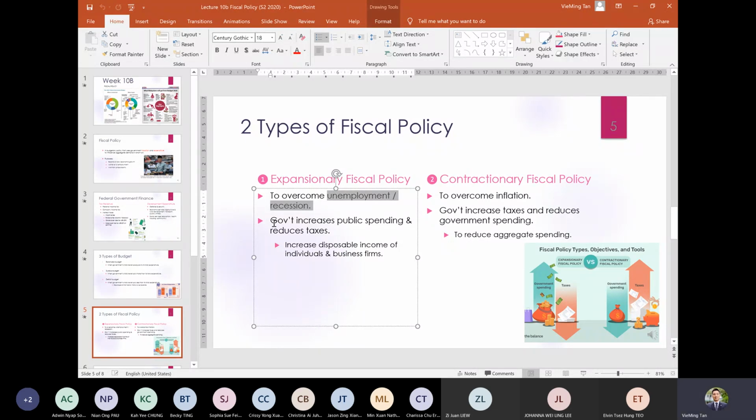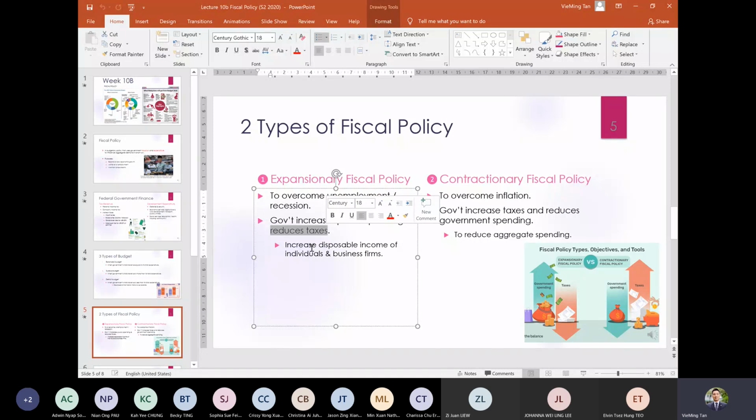When a recession is coming, it's better for the government to spend more money so that this can generate more business activity in the country and encourage people's spending. On the other hand, the government should also try to reduce taxes on households and firms. Why? Because by reducing taxes, individual households and private firms can have extra money to spend, right?